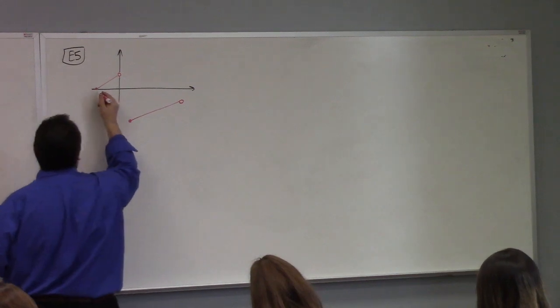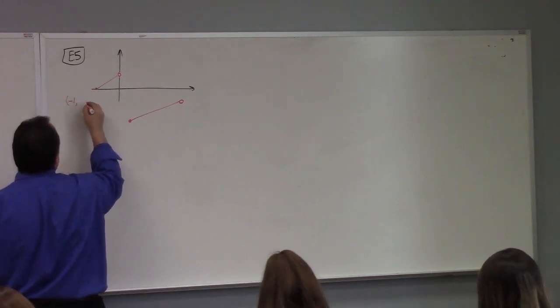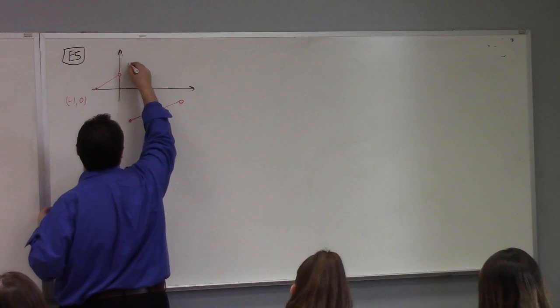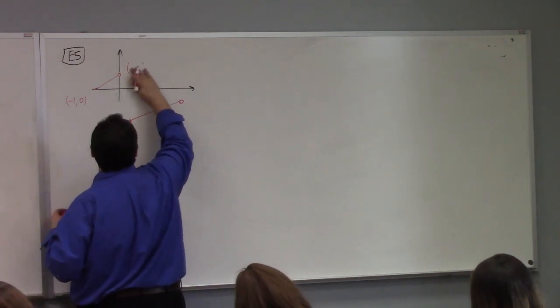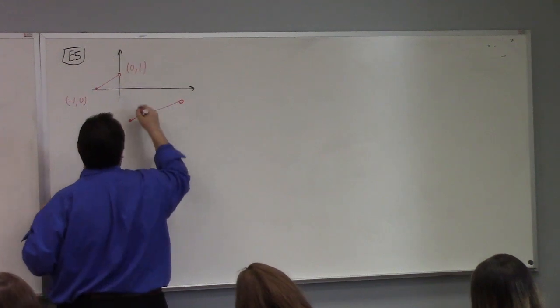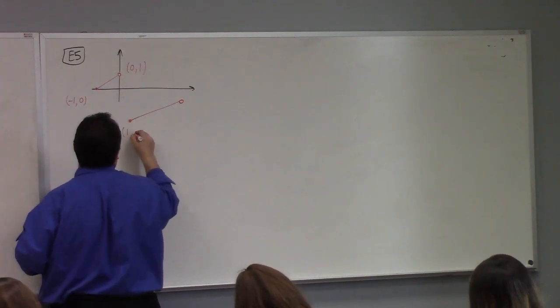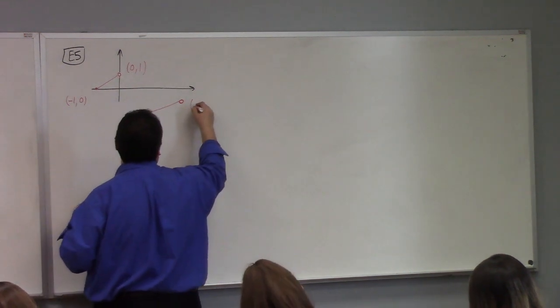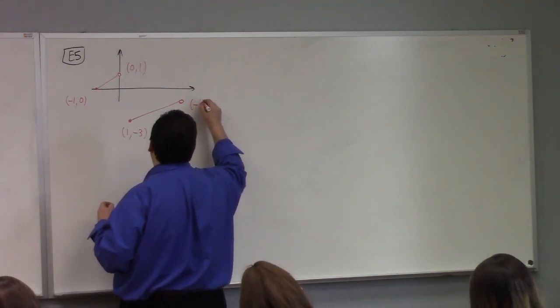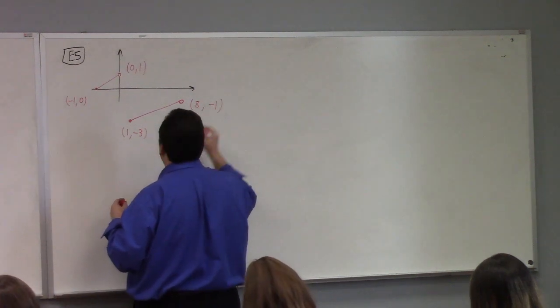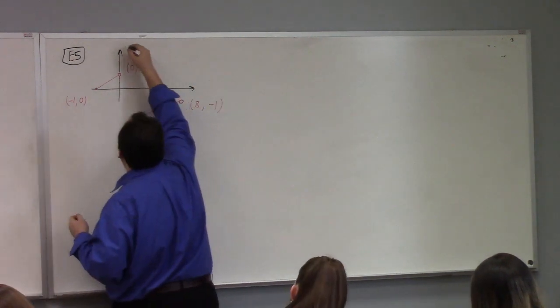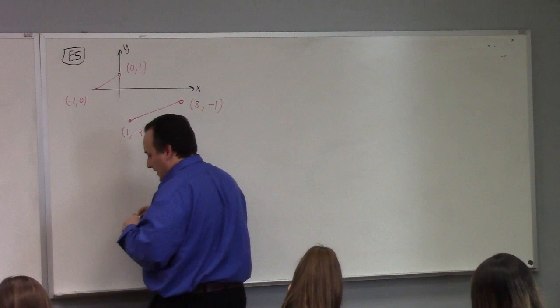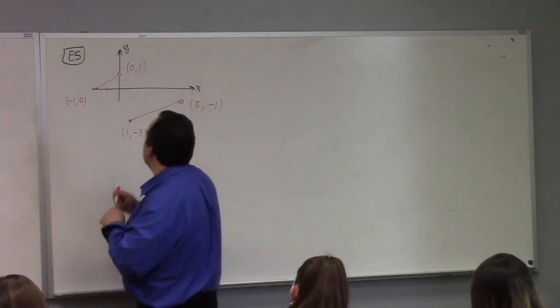So let's say the starting point here is at minus 1, 0. This point up here, let's say, is at, excuse me, 0, 1. My bad. This point down here is at 1, minus 3. And here we've got, let's say, 8, minus 1. And then I tell you that what we're looking at is the graph of a function.